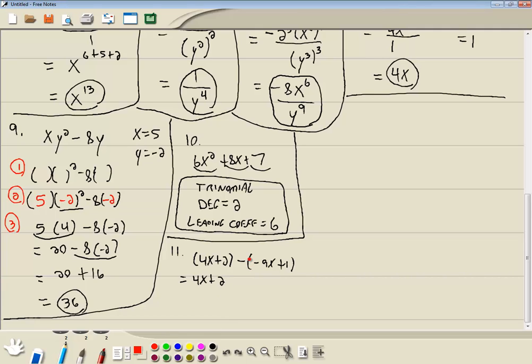Now remember, if there's a negative out in front of your parentheses, this flips the sign of everything inside. So the negative 9x becomes a positive 9x. The positive 1 becomes a negative 1. Now combine together like terms. 4x plus 9x gives us 13x. And combine numbers. 2 minus 1 gives us 1. So our answer is 13x plus 1.